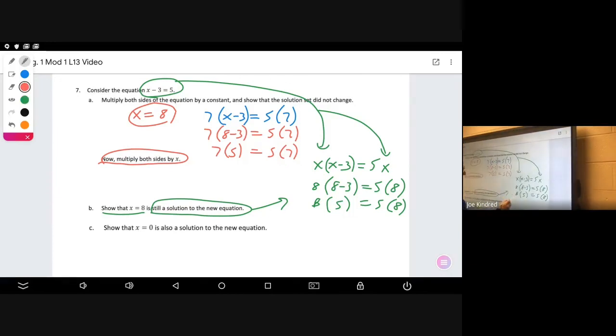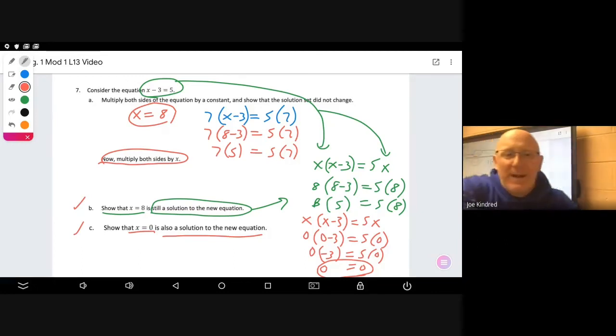So now we'll take the original x times x minus 3, and we're going to put 0 in. Show that 0 is also a solution to the equation. And so 0 minus 3 is negative 3. Negative 3 times 0 is 0, just the same as 5 times 0 is 0 as well. And so we have shown in B and C that just multiplying by x on both sides does not change the problem. However, as we will see later, it doesn't hold true for everything.